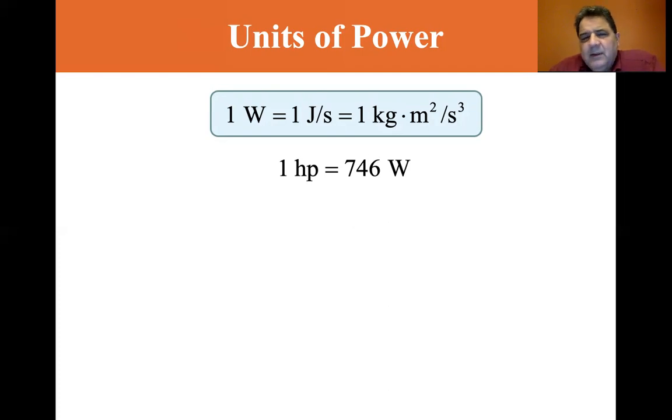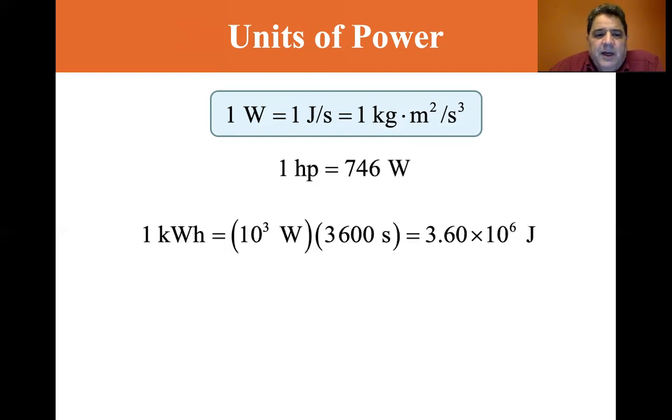Okay, 1 watt is equal to 1 joule per second, or 1 kilogram meter squared per second cubed. 1 horsepower is equal to 746 watts. Oops, wrong way. 1 kilowatt hour is equal to 1,000 watts times 3,600 seconds, which is 3.6 times 10 to the 6 joules.